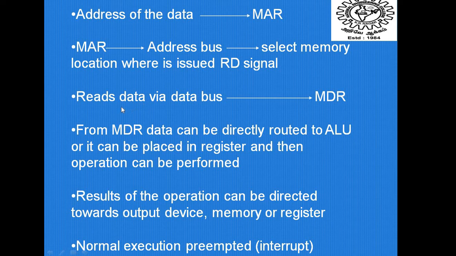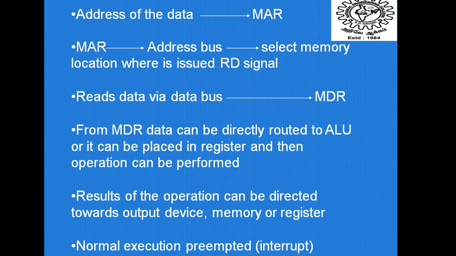Here the MDR means the data bus, because the data bus can be directly routed to the ALU and the register, and the operation can be performed, as it is bidirectional. So the result of the operation can be sent directly to the output device, memory or register. Normal execution can sometimes be interrupted by unwanted interruption signals like that.